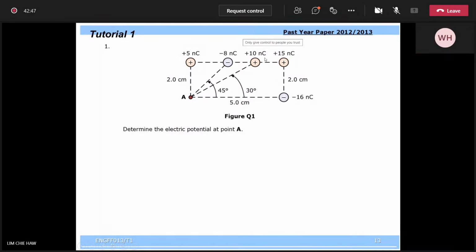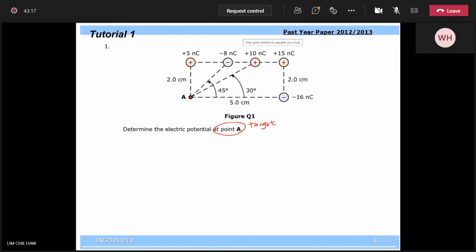Wow, it's so scary, right? So many charges there, but nothing to worry. If you look at the question carefully, it says determine the electric potential at point A. So first of all, they already tell you this is the target. They never tell you who set up the field, but it doesn't matter.